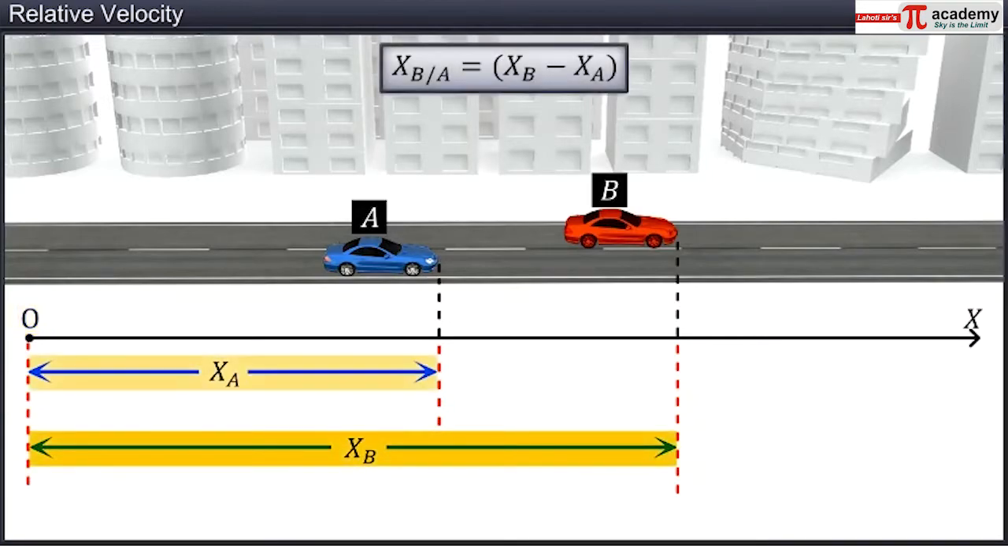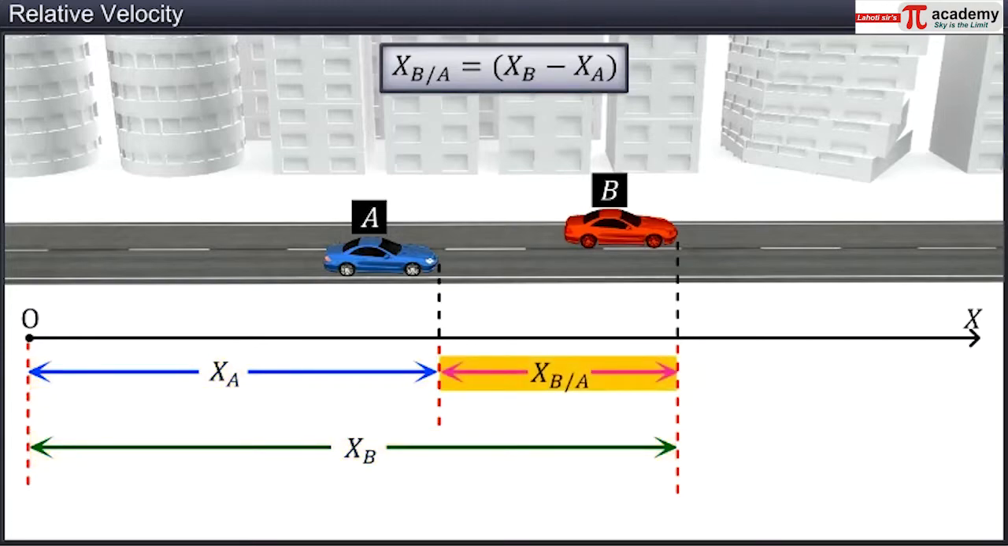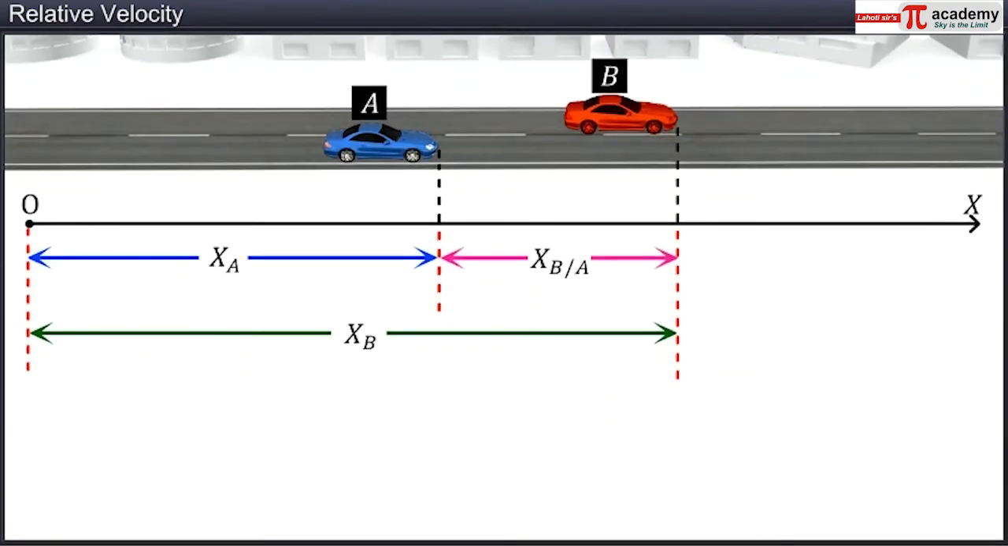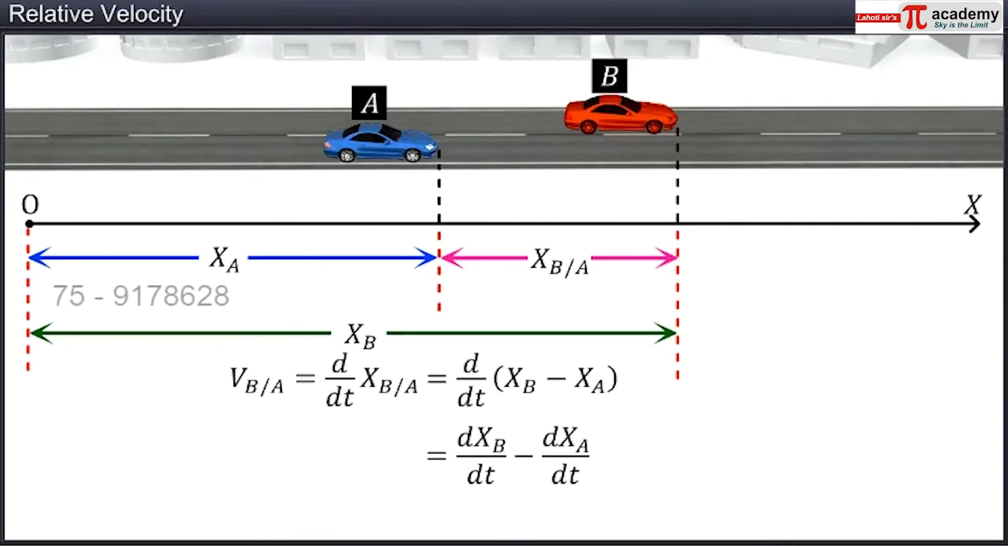xB minus xA is the relative position coordinate of B with respect to A and is denoted by xB/A. When both A and B are moving, we take the distance at a particular instant. Differentiating relative distance xB/A with respect to time, we get relative velocity, which is denoted by vB/A. By differentiating, we get vB/A is equal to vB minus vA.